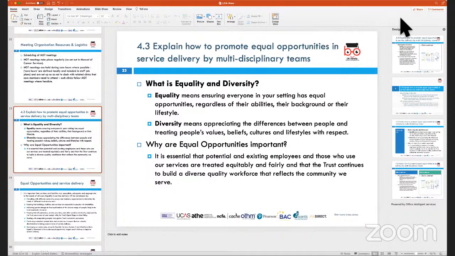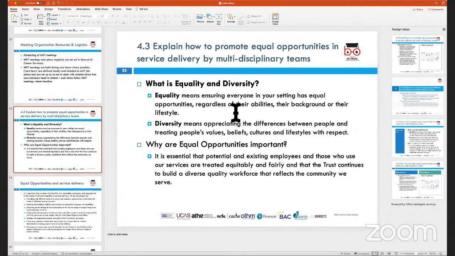Okay. Now, the other bits that we want to look at in this is the third assessment criteria, which is looking at explaining how do we promote equal opportunities in service delivery when people are working within multidisciplinary teams. So here, I think what we want to do is have a quick, broad understanding of what is equality and diversity, what is the compliance and legislation on equal opportunities, and that would basically cover our bit in terms of understanding how this is relevant to MDTs or multidisciplinary teams.